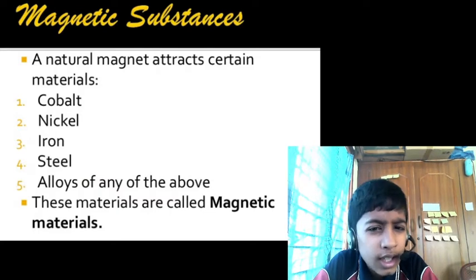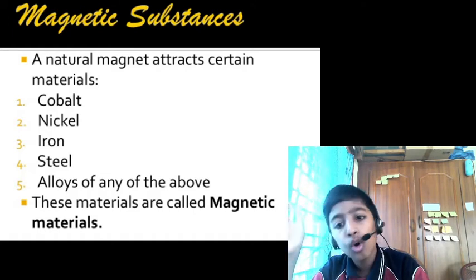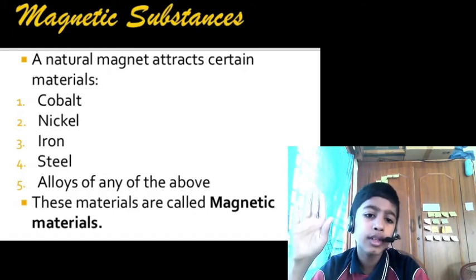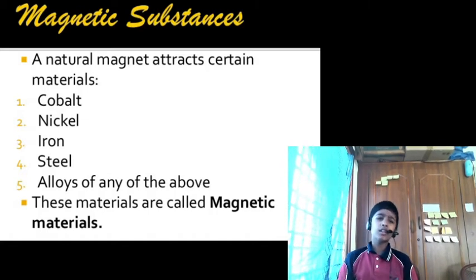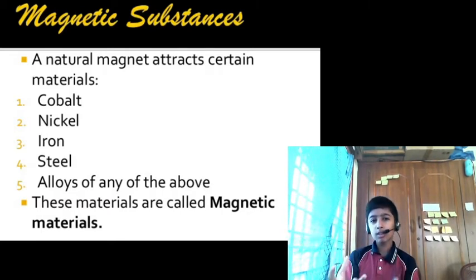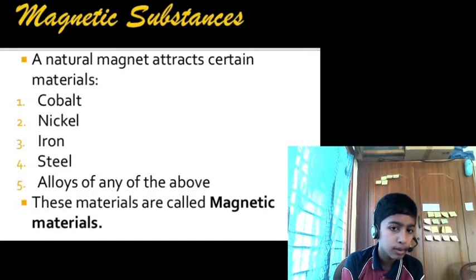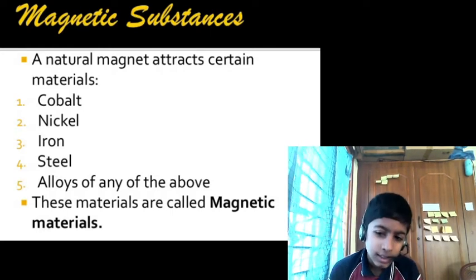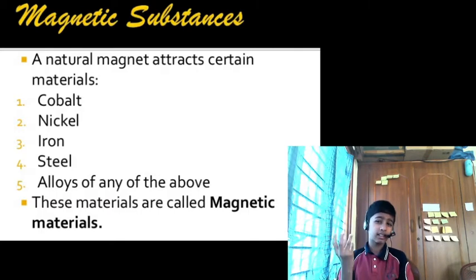And while talking about magnetic substances, a natural magnet attracts certain materials like cobalt, nickel, iron, steel, alloys of any of the above. Okay, I will tell you a fact. Before that, let me explain this. The magnetic substances are cobalt, nickel, iron, steel, alloys of any of the above. Okay, I will tell you a fact. Some people will say that some steels are getting attracted towards the magnet and some steels are not getting attracted towards the magnet.